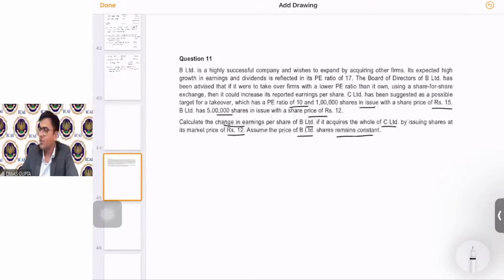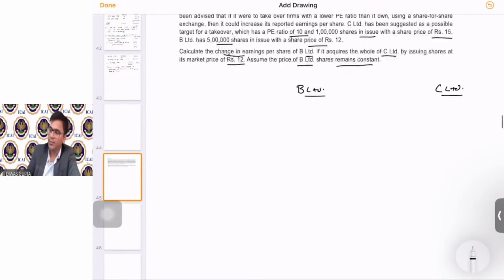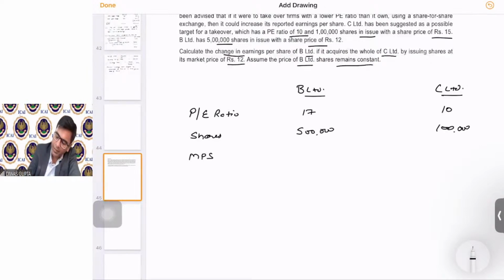So let's start. First of all, we have to calculate the EPS, right? So this is the B Limited company and this is the C Limited company. B Limited is acquiring C Limited. So the P/E ratio here is 17 and here it is 10. Number of shares, here it is 5 lakhs, here it is 1 lakh. Market price per share, here it is 12 and here it is 15.